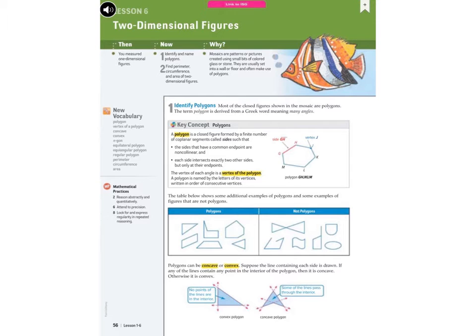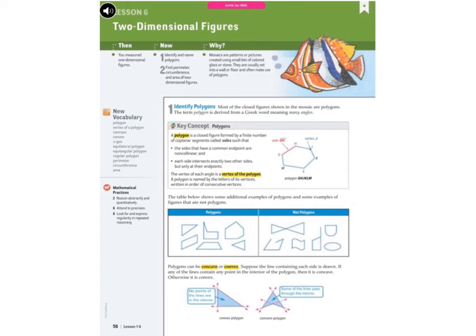All right, so now we're moving on to 1.6, two-dimensional figures. Again, we've got an awful amount of vocabulary, so make sure you understand the vocabulary, and look in the key concepts for what each one of them means. But anyway, the first one is a polygon. A polygon is just a closed figure.